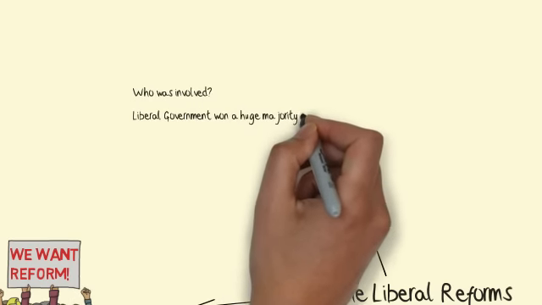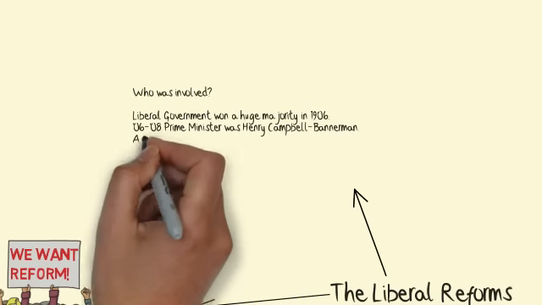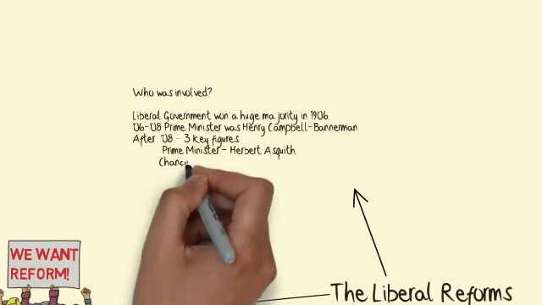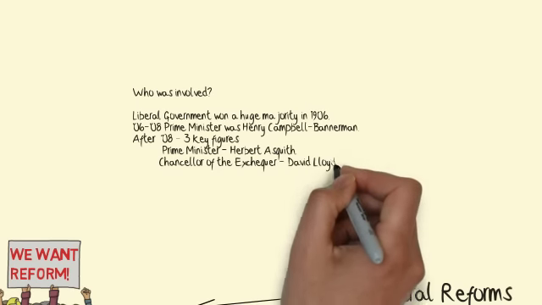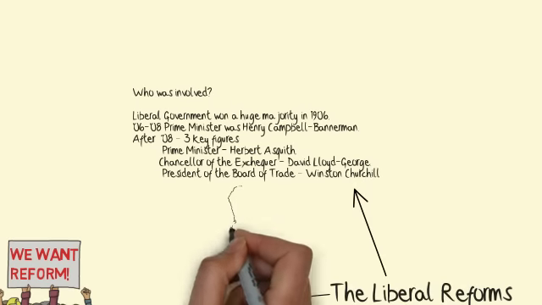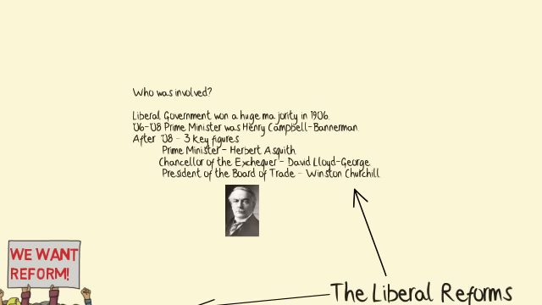After the 1906 election victory, Henry Campbell Bannerman was Prime Minister for 2 years. But the key figures in the reforms were Asquith, Prime Minister from 1908 onwards, David Lloyd George, Chancellor of the Exchequer, and Winston Churchill, President of the Board of Trade.